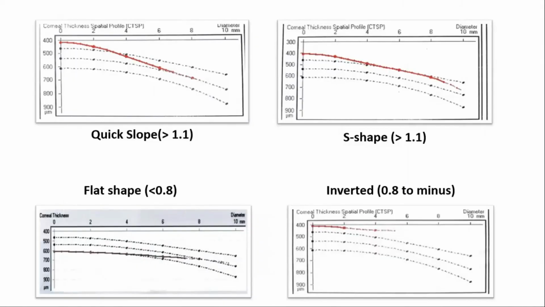And these are the various slopes that we can see. If it is a quick slope, then we can see a value of more than 1.1. And H shape, flat shape, and inverted shapes can also be seen. A flat shape indicates that the corneal thickness is uniform from center to periphery, which generally happens in Fuchs dystrophy. And inverted shape is generally seen in pellucid marginal degeneration, and S shape is generally seen in keratoconus.